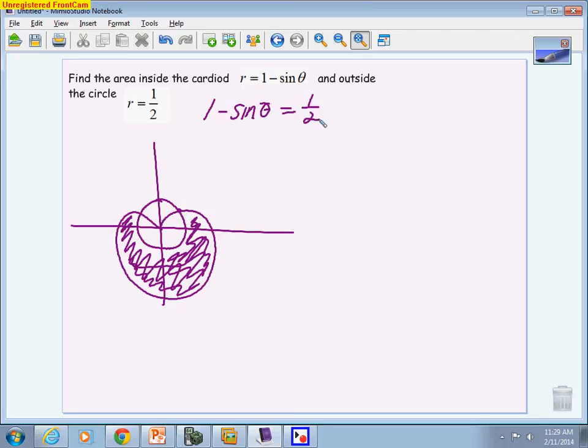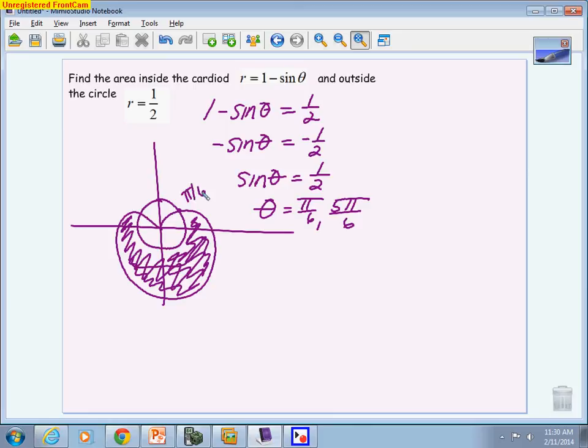Obviously, you could use your calculator to do this as well, but it is good practice to get comfortable with things like boundaries, things you should be able to do without a calculator. Subtract 1, we get negative a half, divide by a negative, so we want to know when does sine equal a half, and that happens at pi over 6 and 5 pi over 6. And that is what these intersection angles are. Pi over 6 here, 5 pi over 6 here.